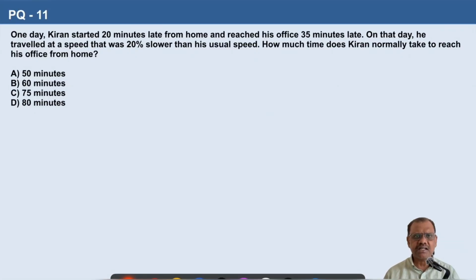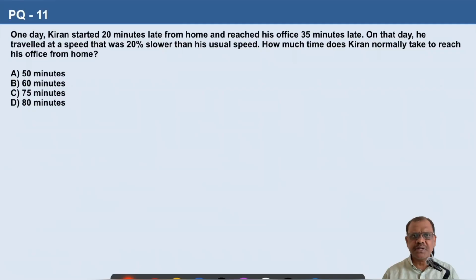One day, Kiran started 20 minutes late from home and reached his office 35 minutes late. On that day, he traveled at a speed that was 20% slower than his usual speed. How much time does Kiran normally take to reach his office from home?